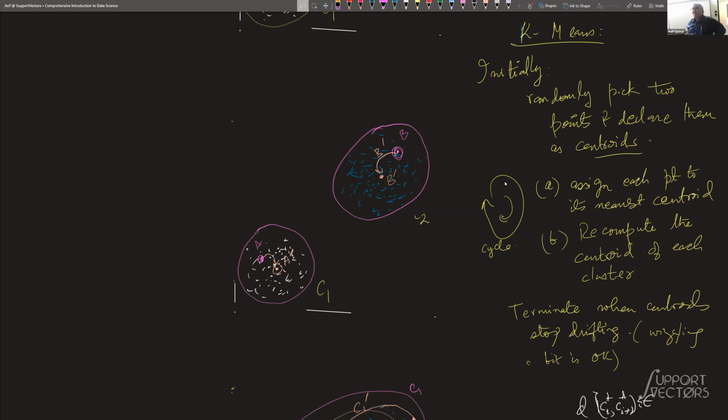Terminate when the centroids stop shifting, which means that drifting. In other words, a little bit of wiggling is okay, like within some distance. If it just wiggles, the nature of probabilistic methods is when there's noise, they'll always drift a little bit. What will happen is some points will keep just oscillating, changing loyalties.